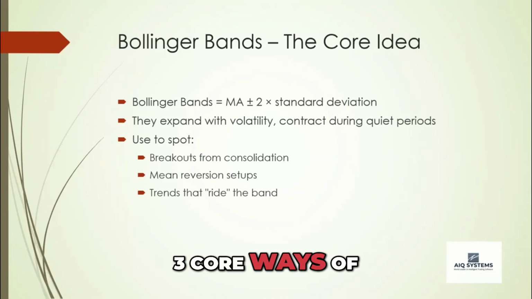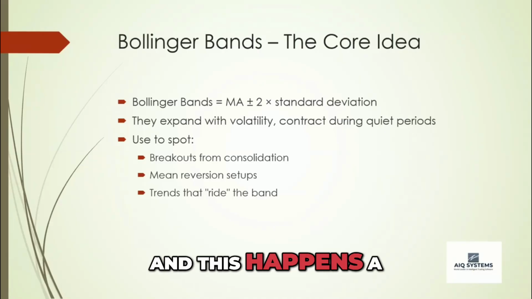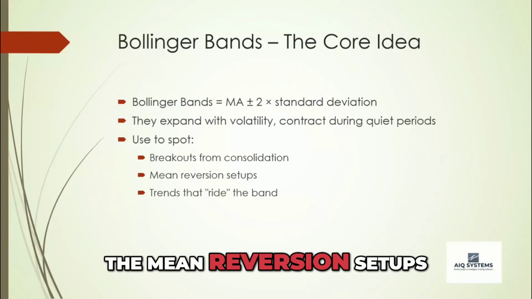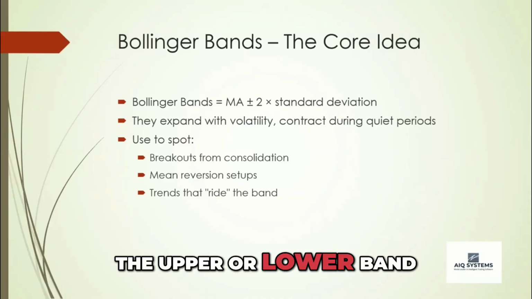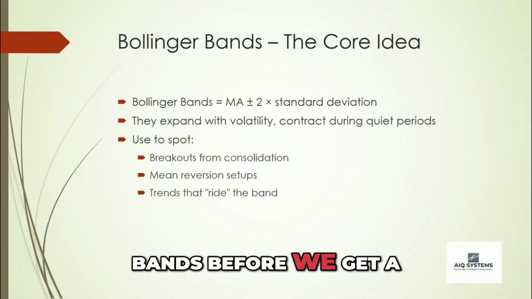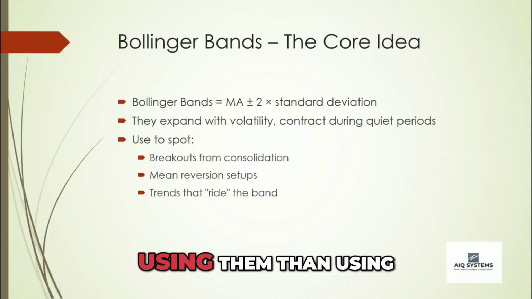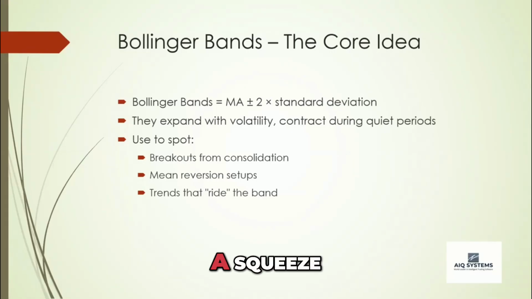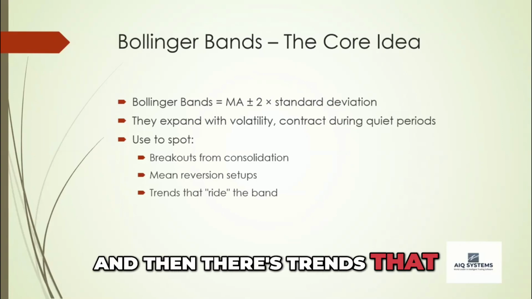3 core ways of using it are breakouts from consolidation, and this happens a lot when the bands are wide and then they contract. The mean reversion setups, and pretty much this is the jumping outside the upper or lower band, and there has to be even a pretty bold move outside those bands before we get a change in direction. So that's a different way from using them than using it as a squeeze, which is really what the consolidation is. And then there's trends that ride the band.